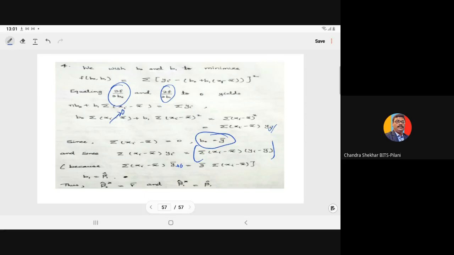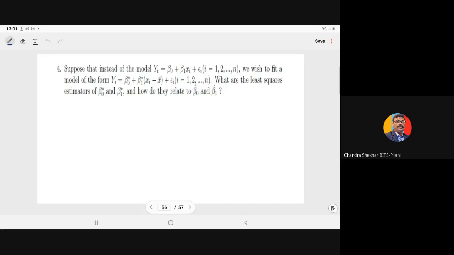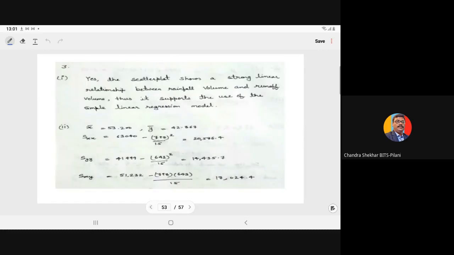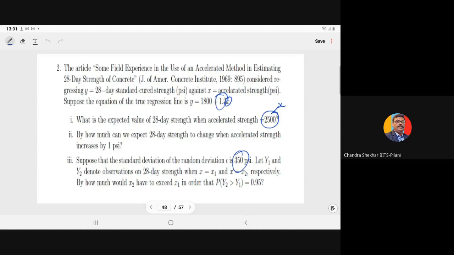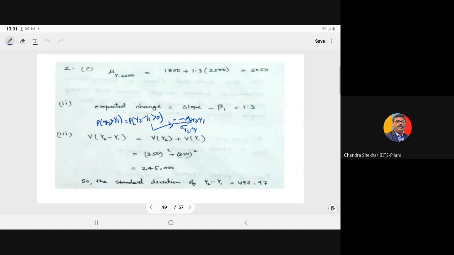So that's all in this tutorial sheet. There are a total of 4 questions, and we have done all of them.